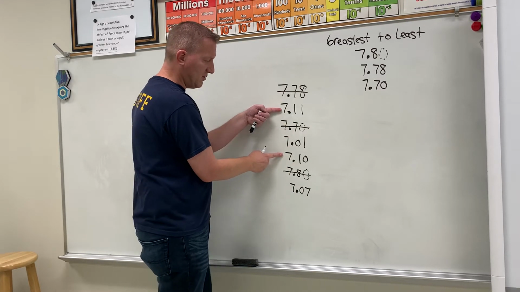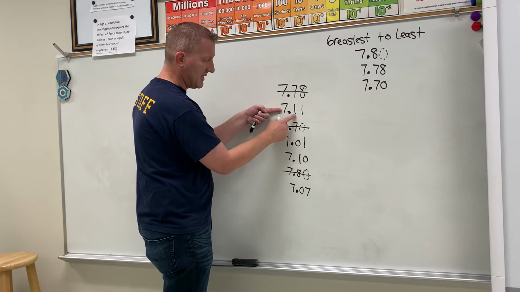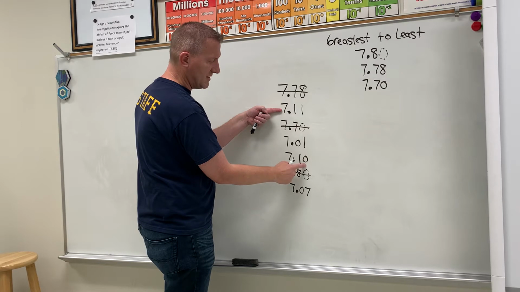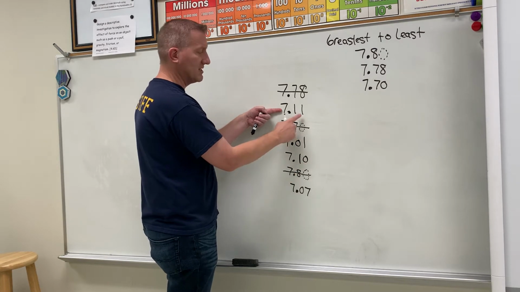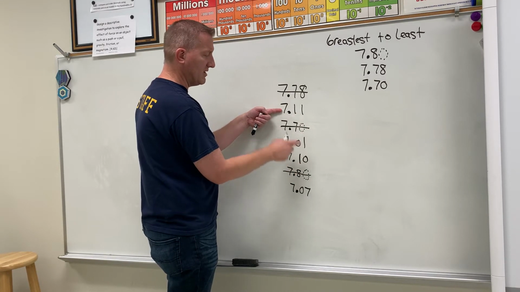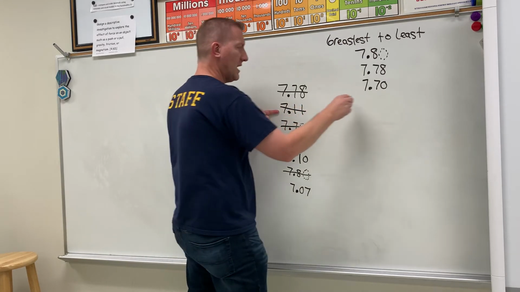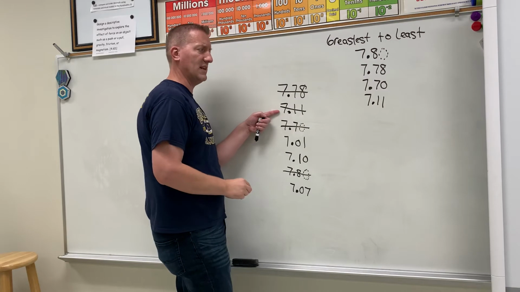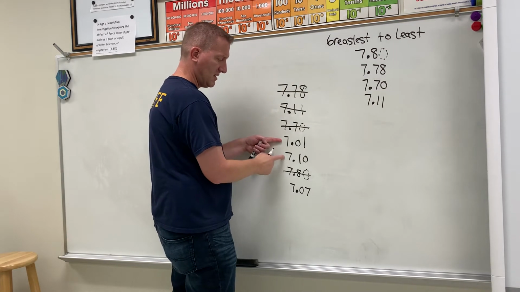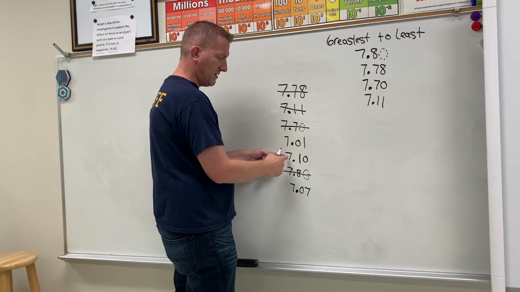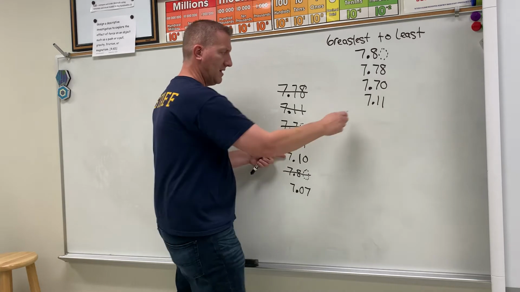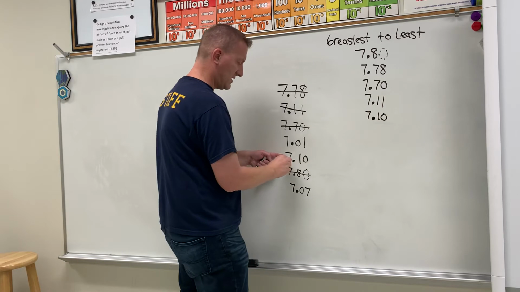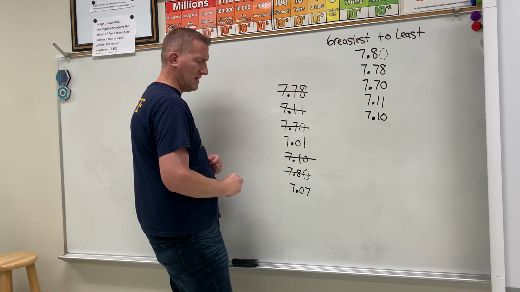Okay, then I have a 1, a 0, a 1, and a 0. So these two both have 1s in the 10th spot, but this one has a 1 in the hundredths and this one has a 0 in the hundredths. So the 1 is greater than the 0, so I'm going to go ahead and put this one next, 7 and 11 hundredths. Then I'm going to put this one that had 7 and 10 hundredths. I'm going to put that one next.